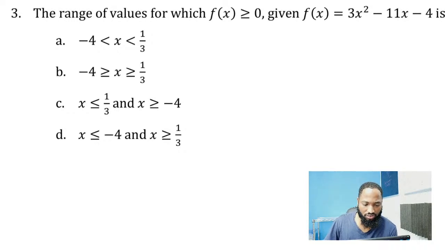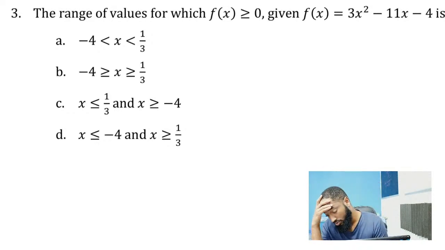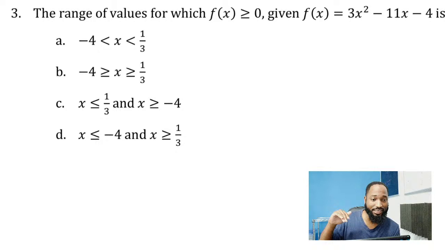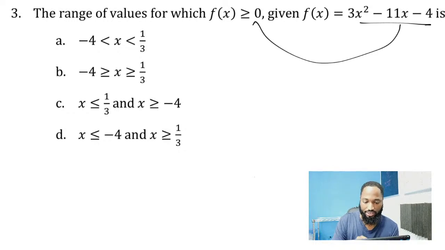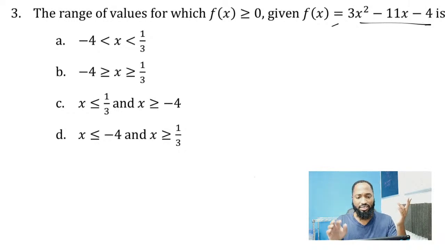The range of values for which f of x, well, we're supposed to start the chem and physics soon. At least do a little thing. You all have the whole of organic chemistry up. The range of values greater than 0. So this is an inequality in disguise. This is a quadratic inequality, because it's saying f of x, which is this, is greater than 0. So you're just solving the quadratic.